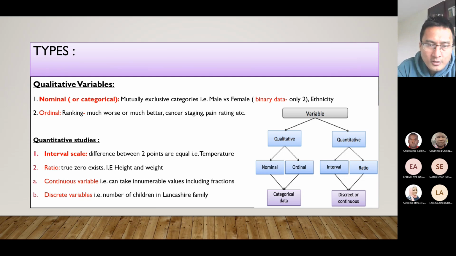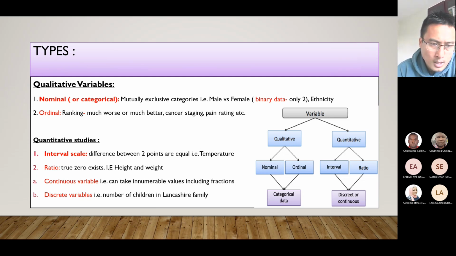Now the other one is quantitative. For quantitative, there are two types: interval scales and ratio. In the interval scale, the difference between two points is equal. Let us take the example of temperature. The difference of temperature between 99 and 100, and between 98 and 97, the intervals between them are equal. The difference between interval and ratio is that in the ratio a true zero actually exists. For example, weight can be zero. In simple terms, just remember height and weight, it's a ratio.